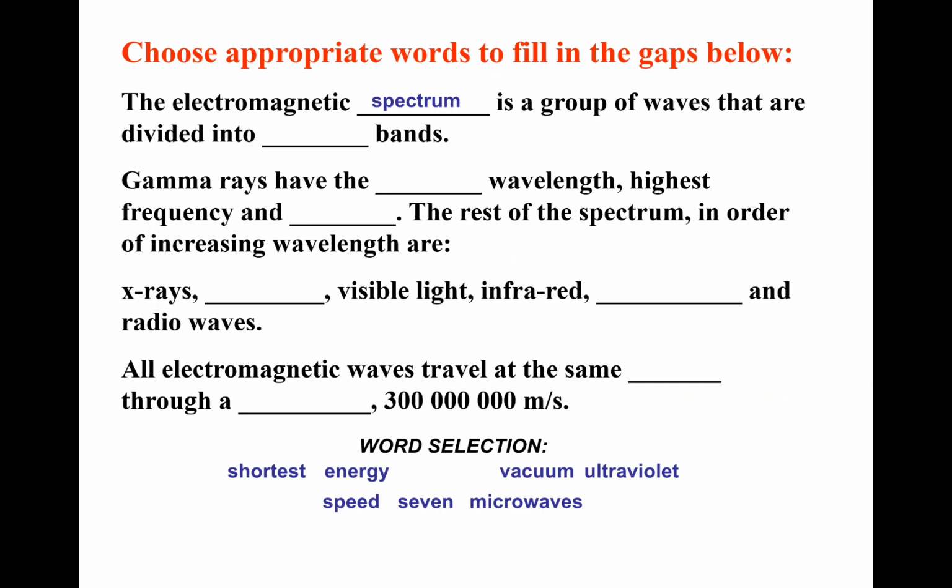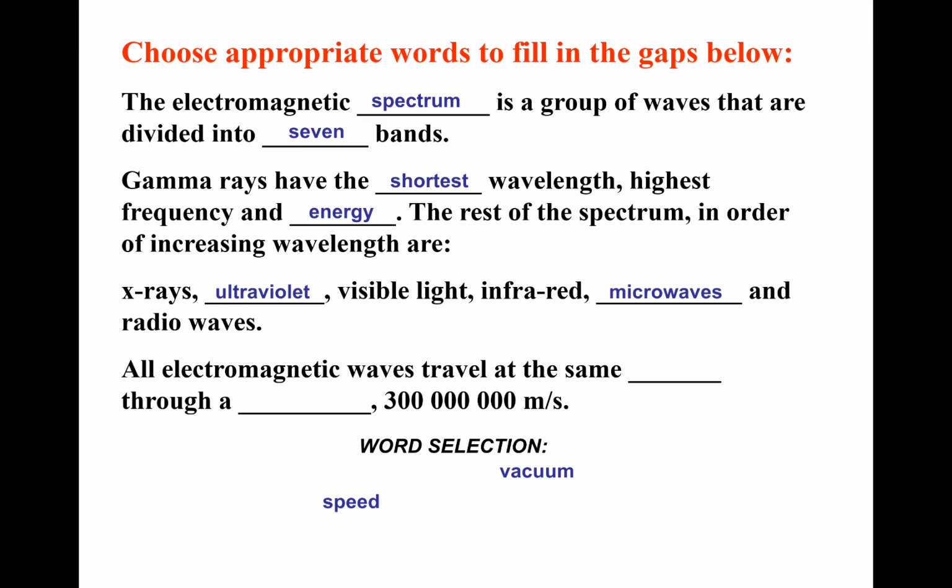The electromagnetic spectrum is a group of waves that are divided into 7 bands. Gamma rays have the shortest wavelength, highest frequency, and energy. The rest of the spectrum in order of increase in wavelength are X-rays, UV, visible light, infrared, microwaves, and radio waves. All electromagnetic waves travel at the same speed through a vacuum, and that's 300 million meters per second.